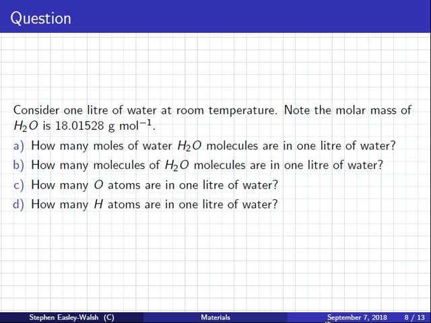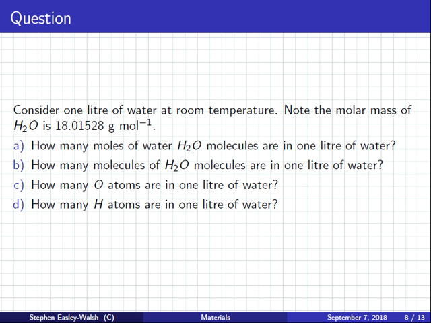So, next. Here's an example. We have 1 liter of water. The molar mass of H2O is about 18 grams. How many moles of H2O are in 1 liter of water? What's the mass of 1 liter of water? 1 kilogram, 1,000 grams. How much is 1 mole? About 18 grams. So how many moles of H2O are there? It's 1,000 divided by 18. Can you calculate that? About 55, roughly.